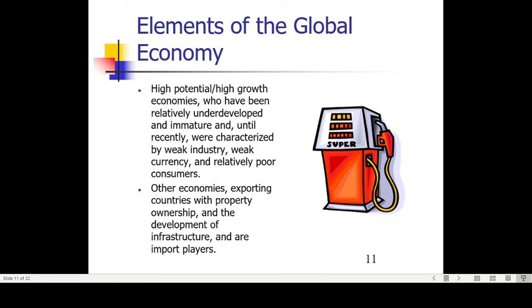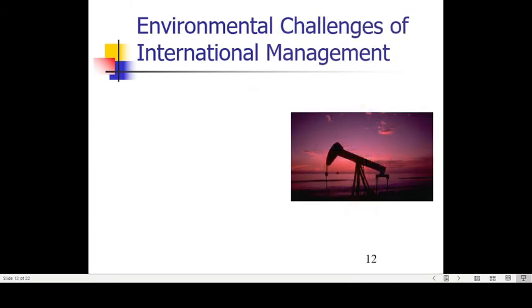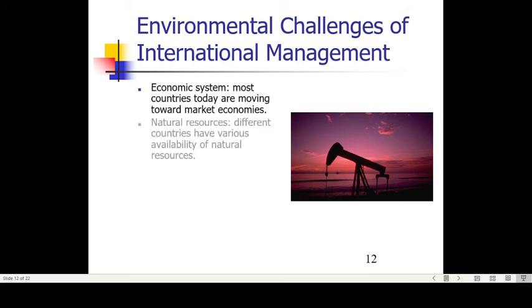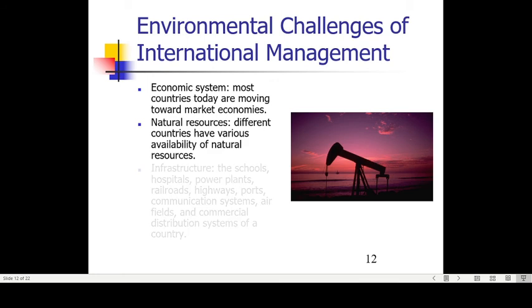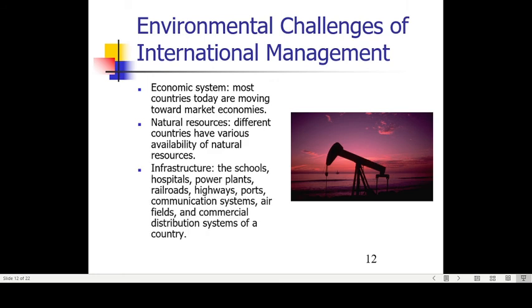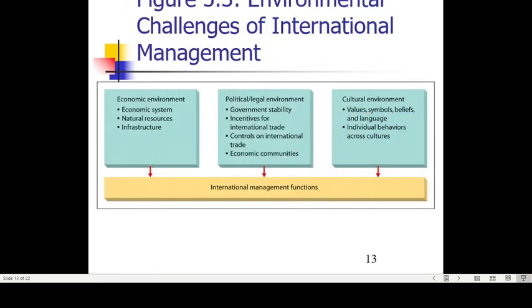Second, other economies. It includes property and ownership of import players. We also had here the economic system, natural resources, and the infrastructure of international management. So we have international management functions. For the economic environment, we have to consider the economic system, natural resources, and infrastructure.